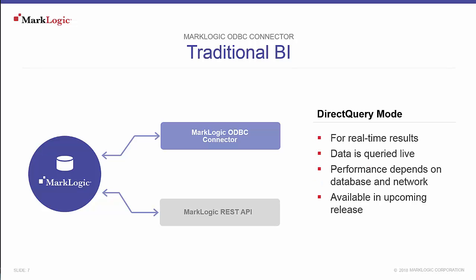The other ODBC access mode is direct query. This mode offers a direct connection to the data source. It is useful if real-time results are a requirement. Every time the business needs to visualize data, the data source will be queried live. When using this mode, performance will depend on your database query optimization and network speed. Direct query will be available in an upcoming release of the MarkLogic ODBC connector.